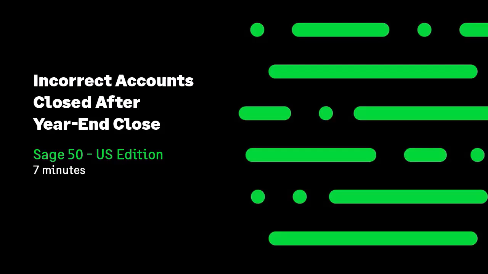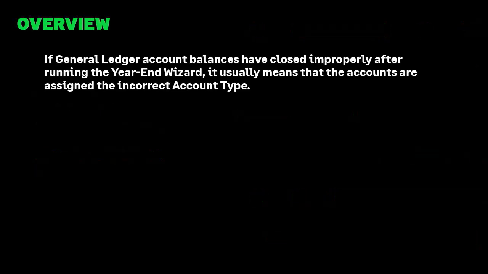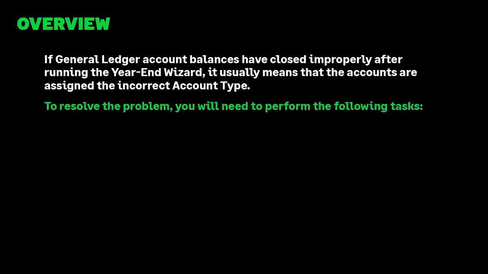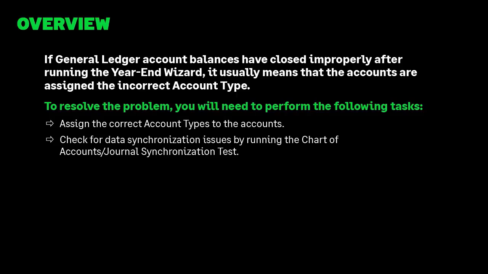In this topic, we will review the process to correct accounts that have improperly zeroed balances after closing the year. If general ledger account balances have closed improperly after running the year-end wizard, it usually means that the accounts are assigned the incorrect account type. To resolve the problem, first, you will assign the correct account types to the accounts. Then, you will check for data synchronization issues by running the Chart of Accounts Journal Synchronization test.